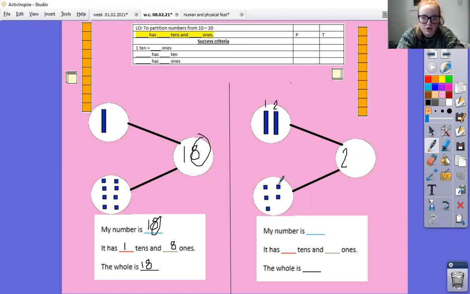And then how many ones are there? 1, 2, 3, 4, 5 ones. 5 ones here. What number is this? It is 25. How many tens are there in my number? I know there's 2 tens. How many ones are there? I know there's 5 ones. The whole is 25. Fantastic.